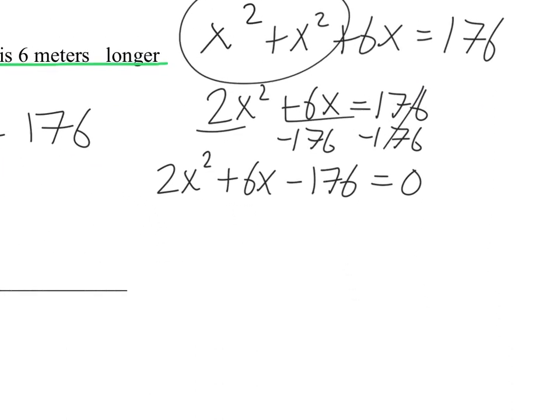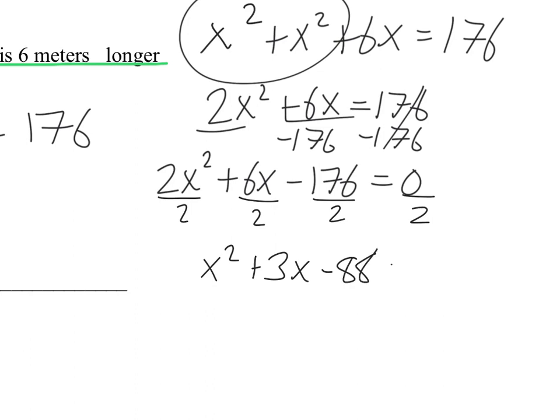Then I can factor, but even easier, I can divide everything by 2, can't I? 2 is even, 6 is even, 176 is even. So I can divide everything by 2 to make this a little simpler on myself. So I have x squared plus 3x minus 88, since 180 would be 90. 0 over 2 is just 0. So these two are the same thing, guys. It's just reduced a little bit, and it's going to give the same answer when we get to it.